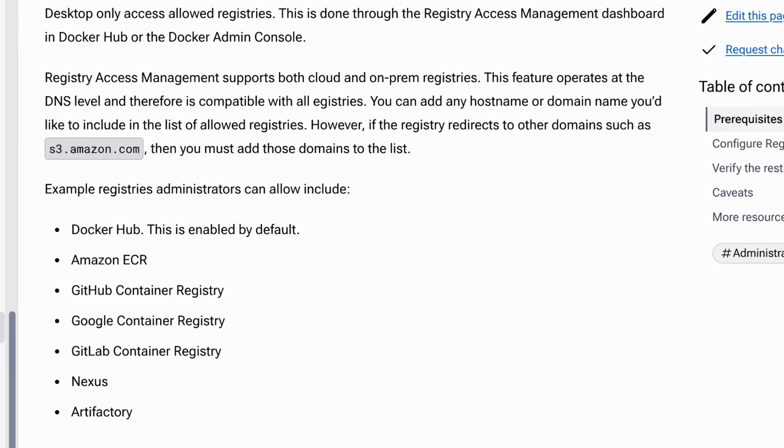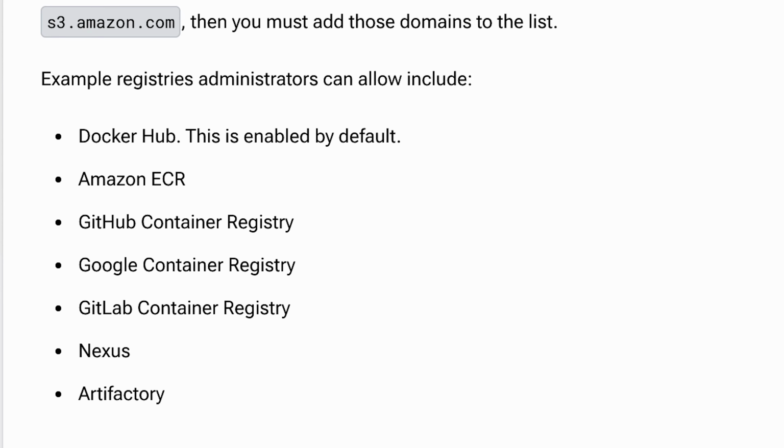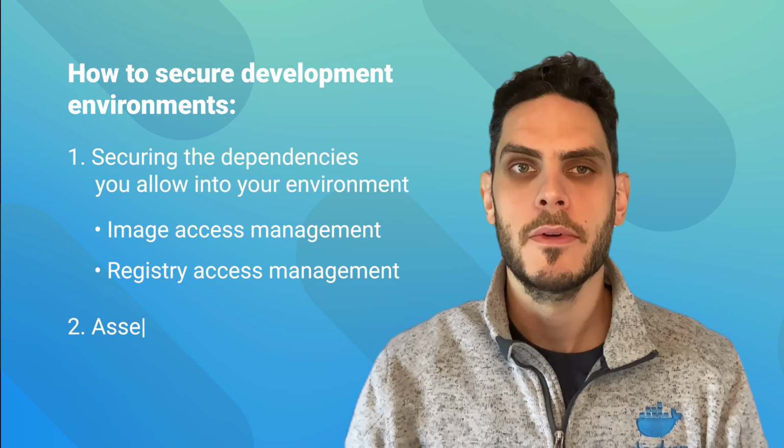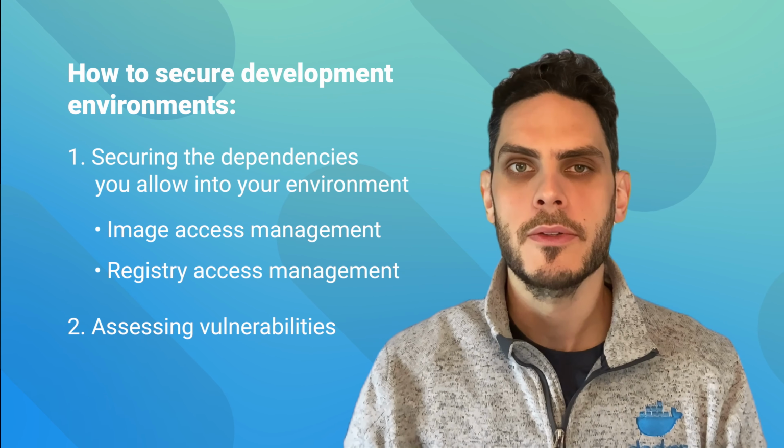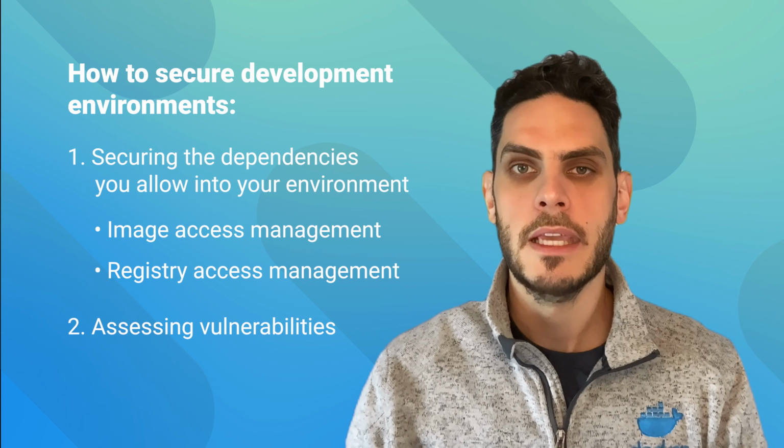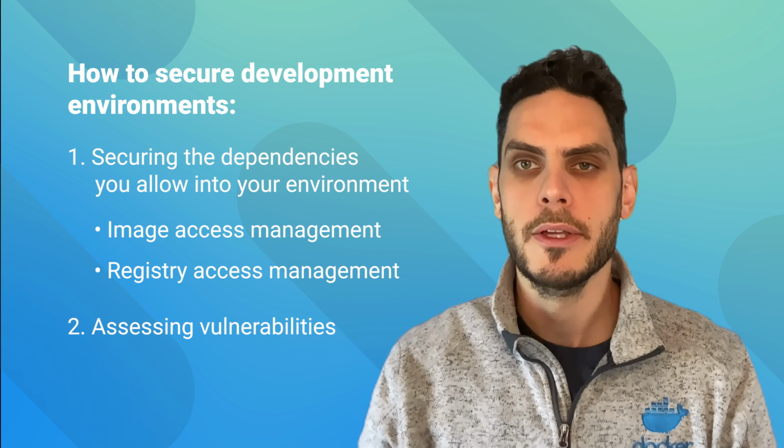In addition to image access management, Docker Desktop comes with registry access management, which controls the container registries developers can pull from, whether that be Docker Hub or others. These settings can be centrally administered and distributed to all Docker Desktop users, which makes governance seamless. Image access management and registry access management help to secure your dependencies, but the supply chain doesn't end there, of course. You need to assess your vulnerabilities while your developers build software in local environments, integrate it into CI, and then deploy it to production.